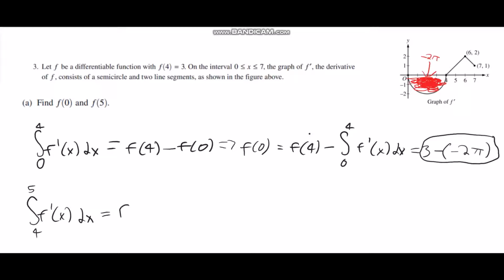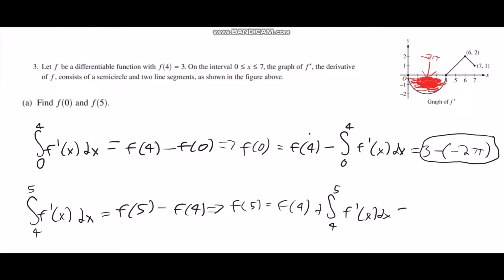And again, this is going to be equal to f of 5 minus f of 4. And so to get f of 5, I can just add f of 4 to both sides. So that tells me that f of 5 is going to be equal to f of 4 plus the integral from 4 to 5 of f prime of x dx. And again, we can work this integral out. So we're looking for the area under the curve of f prime from 4 to 5. So in other words, we're looking for this area right here.